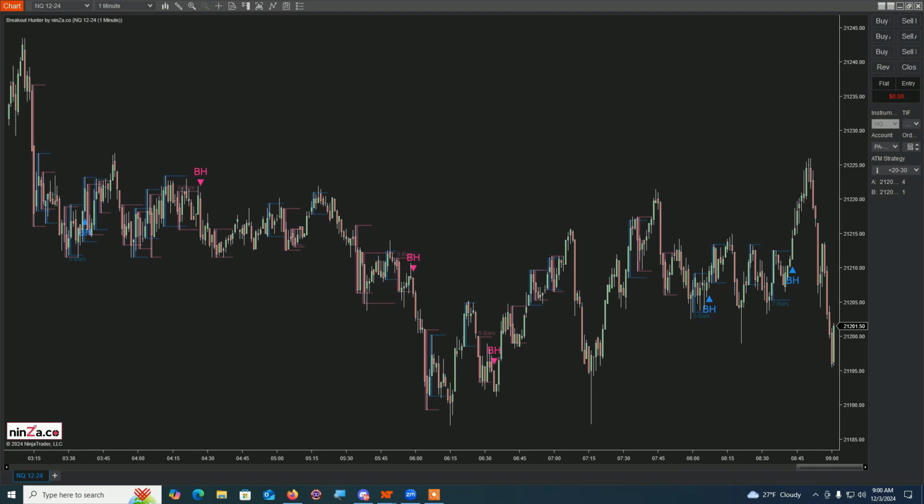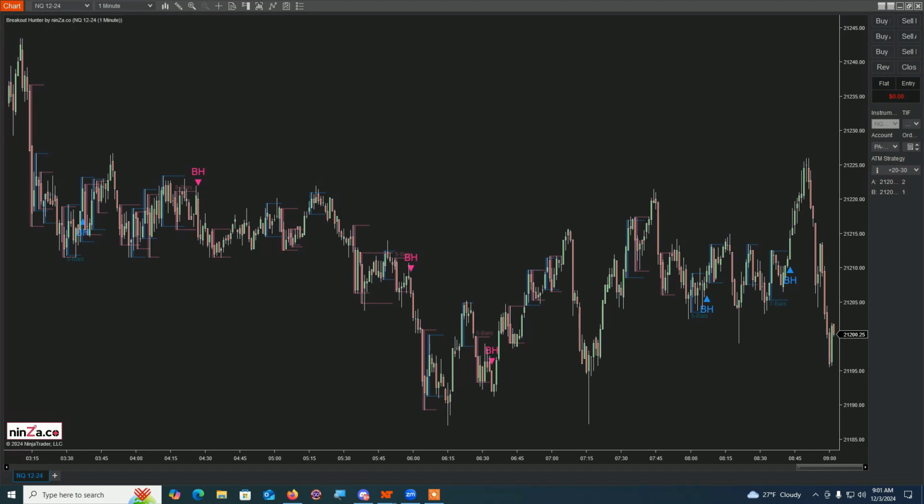In any case, this indicator is based on his idea of accumulation and distribution. It is an area where price appears to go sideways in the case of accumulation before going up, or in the case of distribution it's going sideways before moving down. So you want to be long during accumulation, you want to be short during distribution. That's what this does for you.